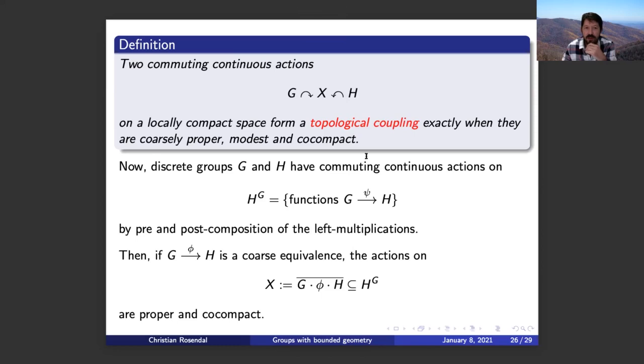All right, now this space is in general not locally compact, but if you start out with a specific function, a coarse equivalence, and then you take its orbits and its closure, this does become a locally compact space, and the actions of G and H on it will be proper and co-compact. So this is it.